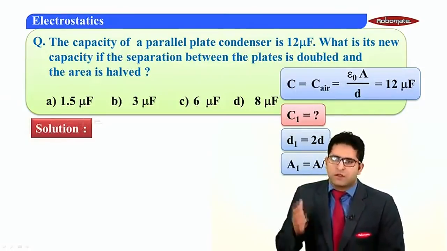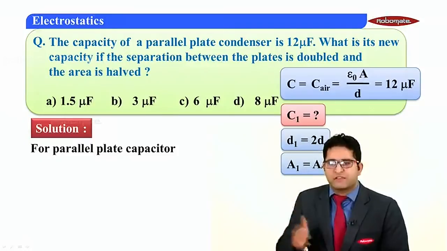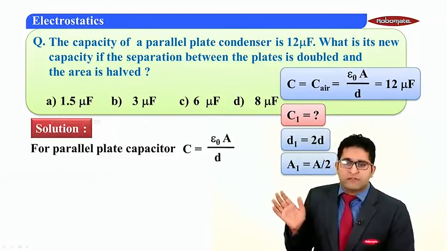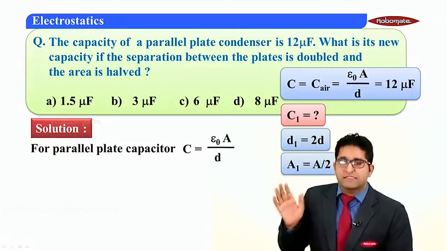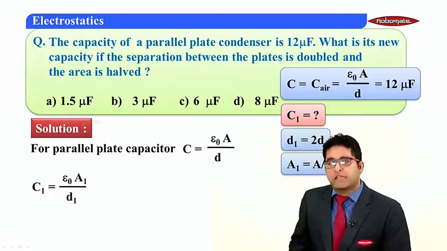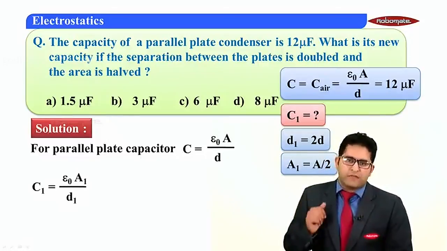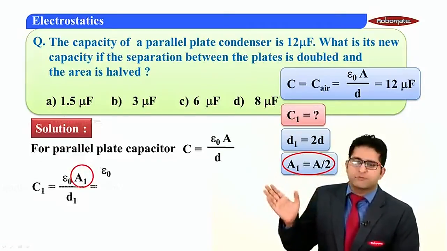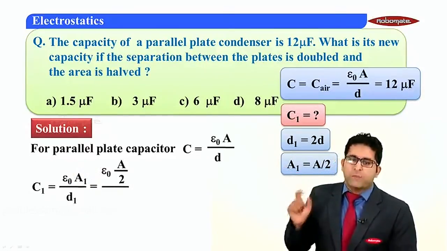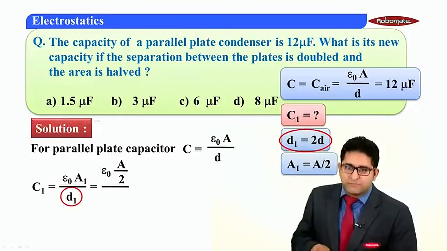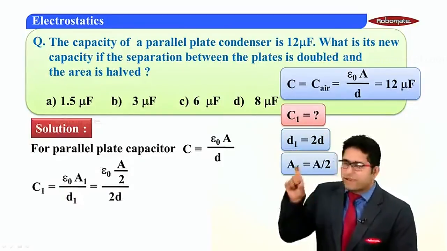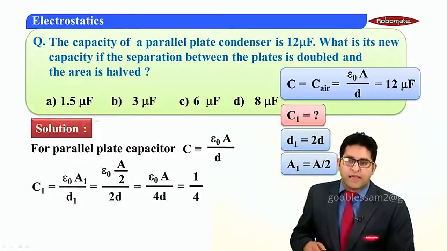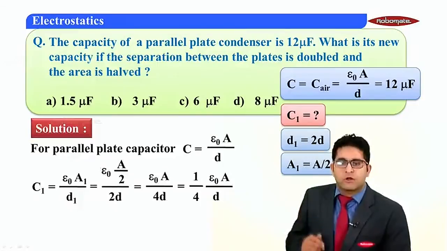Now let us start with the solution. Now students, we know that for air capacitor, capacity is given by C is equal to epsilon naught A by D, right? So for second situation I can say C1 can be written as epsilon naught A1 upon D1. Now we know value of A1, right? A1 is A by 2, so this will become epsilon naught into A by 2, upon value of D1. What is value of D1? It is twice D, so this will become twice D, right? So if I calculate this, I'll get epsilon naught A upon 4D, and this can be written as 1 by 4 into epsilon naught A by D, right?